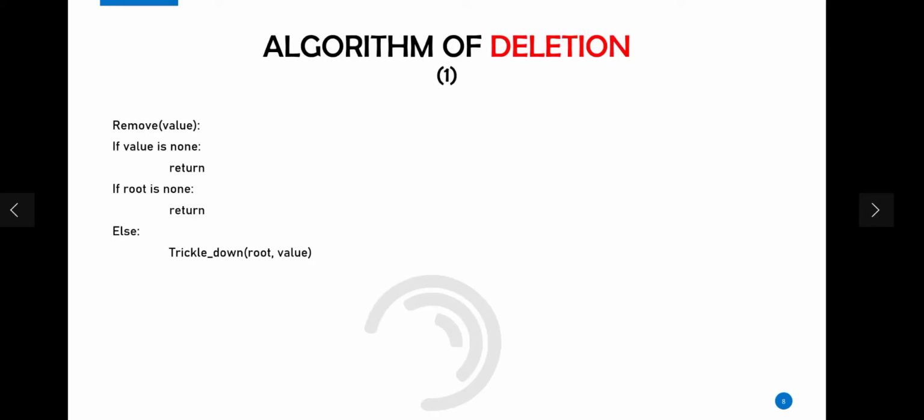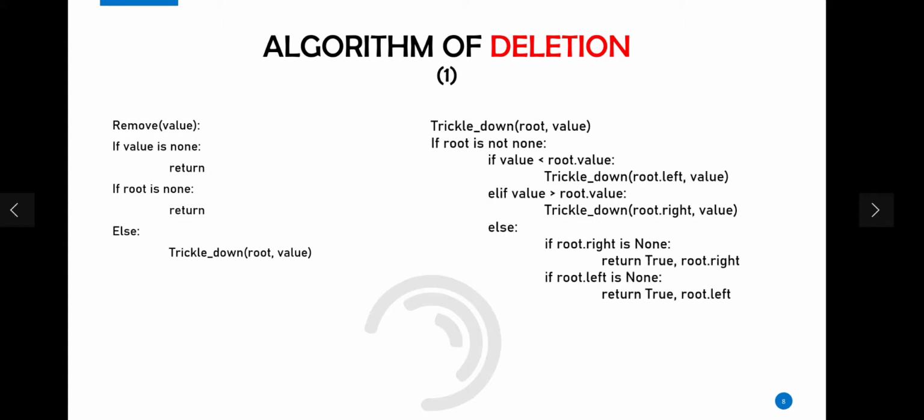If the value is none, meaning you're trying to delete a value that is none, it will simply return. If root is none, meaning the tree is empty, it will also return. Else, trickle down. Now trickle down is a main private function that is checking all the conditions of the tree and heap. So it will check if the value is greater than the root's value, then search for it in the right, and if the value is lesser than the root's value, then it should go to the left, and then perform rotations accordingly if the heap's priority is violated.